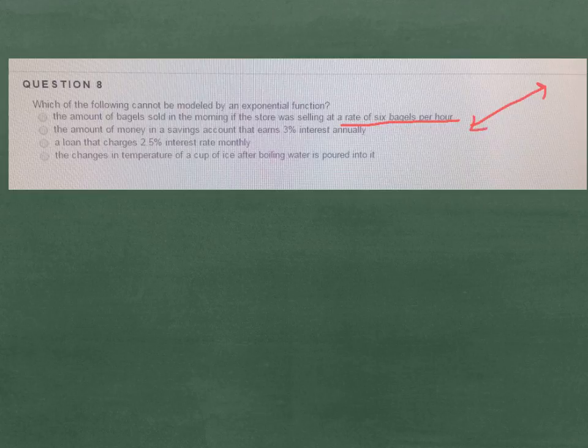The second one says the amount of money in a savings account that earns 3% interest annually. This is exponential because it's gaining at 3% annually. So this is an example of exponential growth. A loan that charges 2.5% interest rate monthly, that is also exponential growth. And then the changes in temperature of a cup of ice after boiling water is poured into it. And we're going to leave that as not being exponential because it probably cools off at a fairly linear rate.